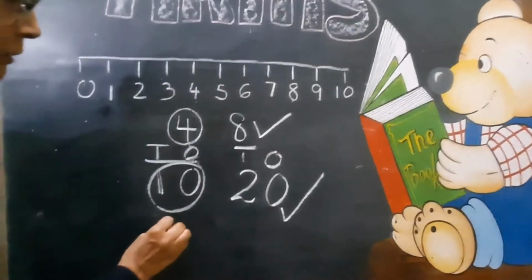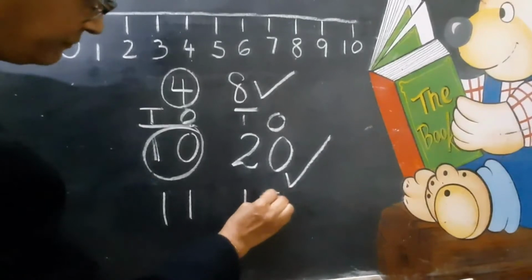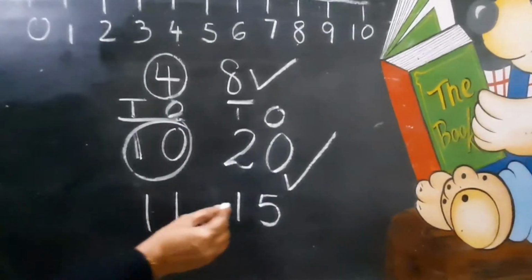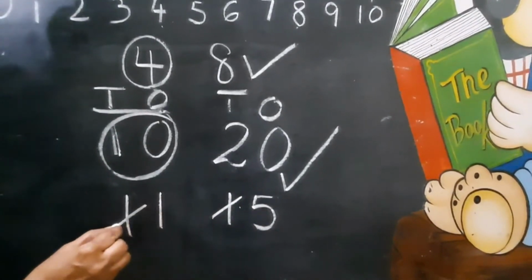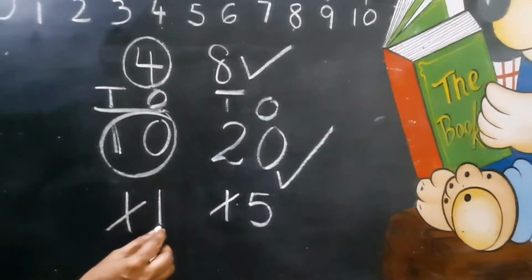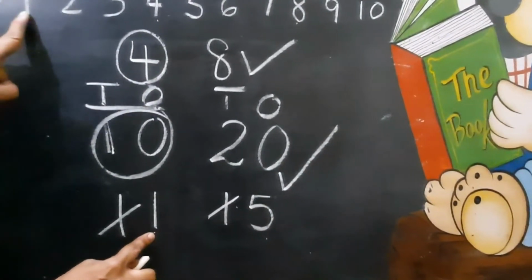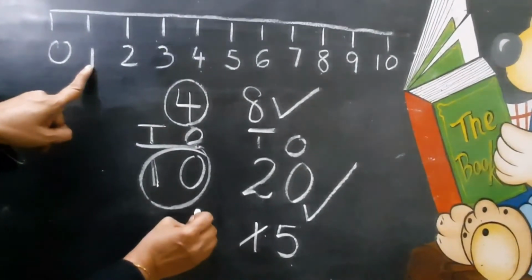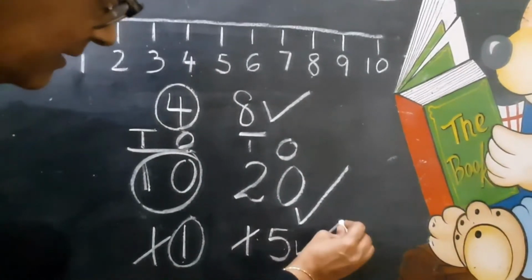But if we compare 11 and 15, see this one is 1 and this one is 1. Both are the same, so you cut it. And this one is 1 and this one is 5. 1 comes first, so this is a smaller number, and 5 comes after, so this is a greater number.